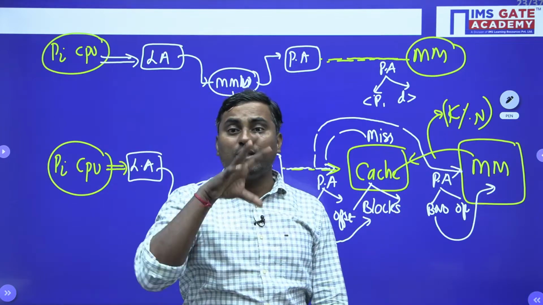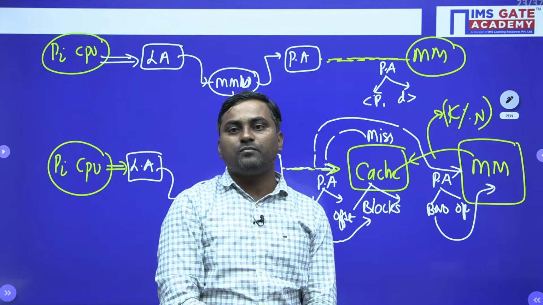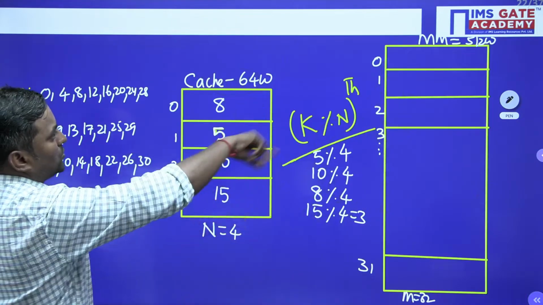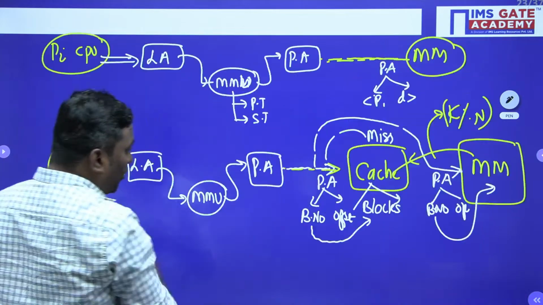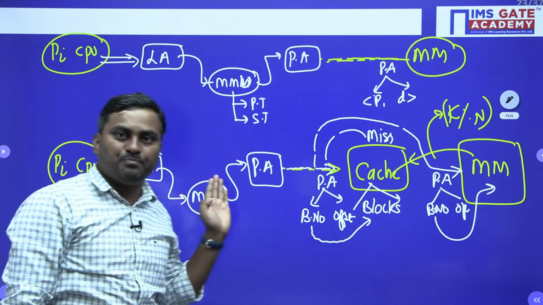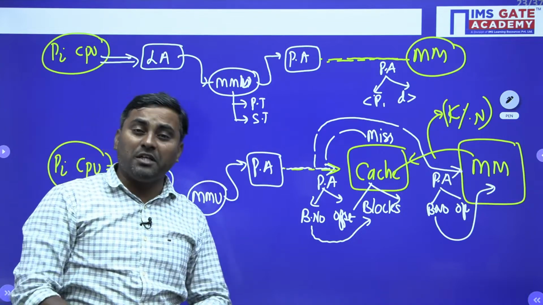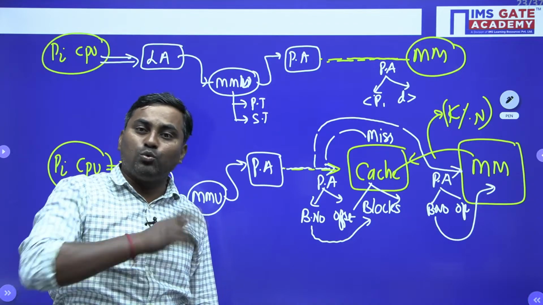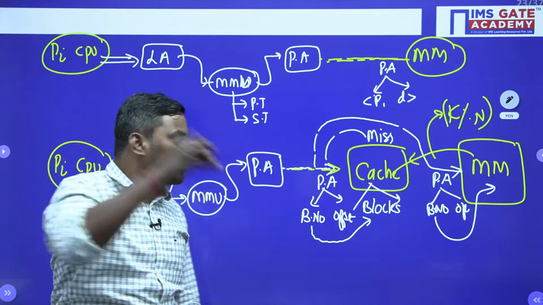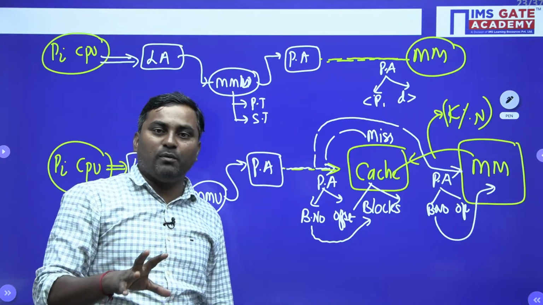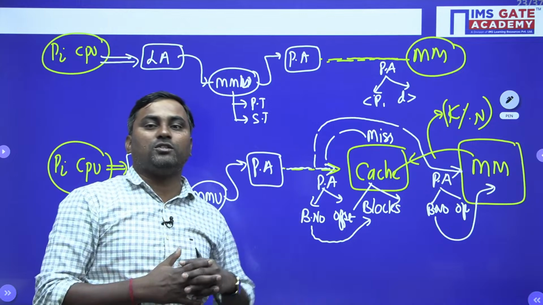But let us see how exactly searching happens for cache. Now I'll ask one question: what is the main memory size? One more important point you need to notice: whenever a processor generates an address, the processor does not have any knowledge of the presence of the cache memory. The presence of cache memory is not known to the processor, the CPU.